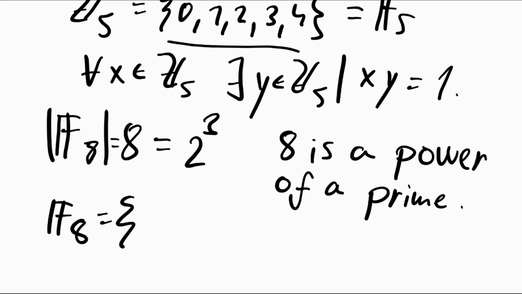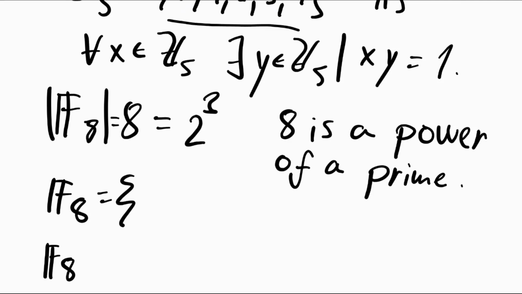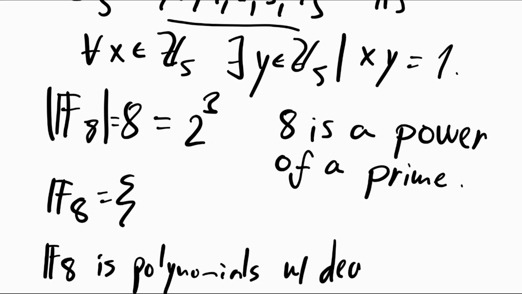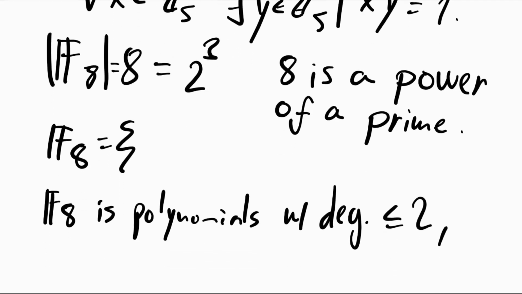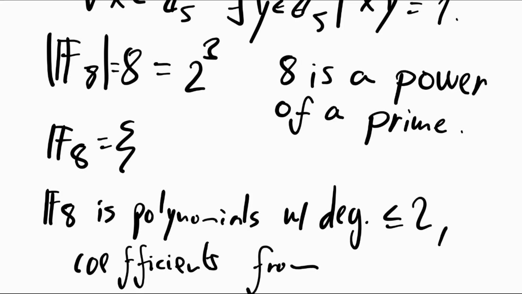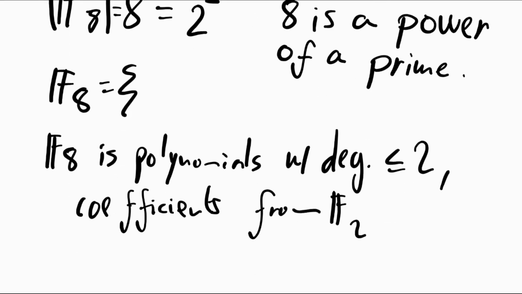And in this case, F8 is polynomials with degree smaller than or equal to 2 and coefficients from a field of 2 elements. So generally isomorphic to a field of 2 elements. We can take concretely Z2 later when we write it out.